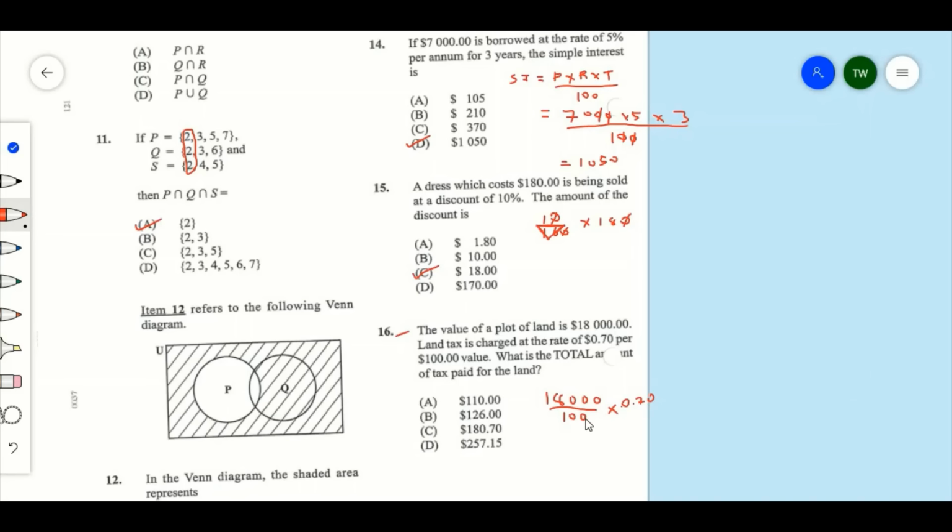So here 0 will cancel out 0, 0 will cancel out 0, so all we're left with is 180 times 0.70, and 180 times 0.70 is going to give us 126. So our answer is going to be B.